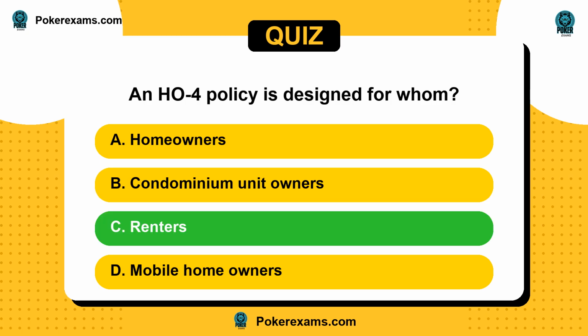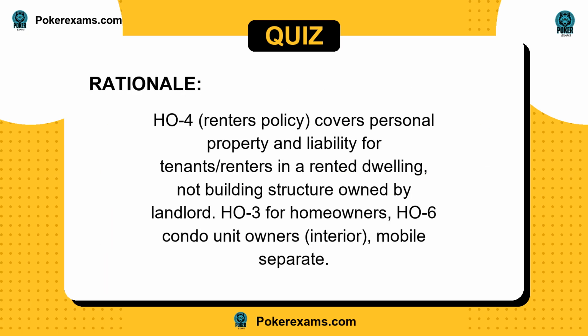The answer is C. HO4, renters policy, covers personal property and liability for tenants/renters in a rented dwelling, not building structure owned by landlord. HO3 for homeowners. HO6 condo unit owners, interior, mobile separate.